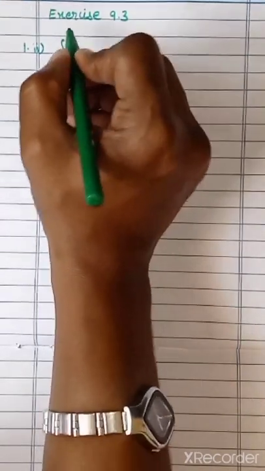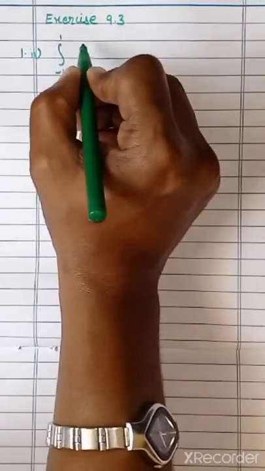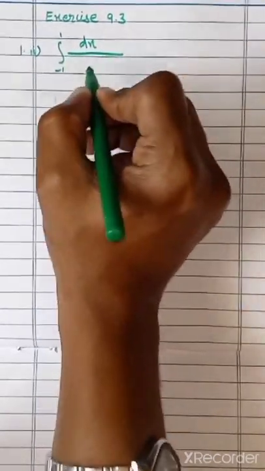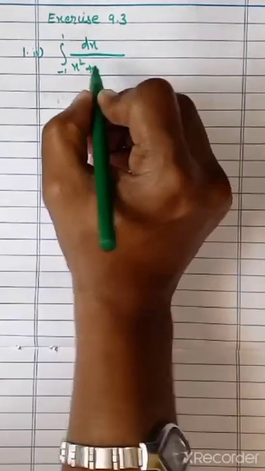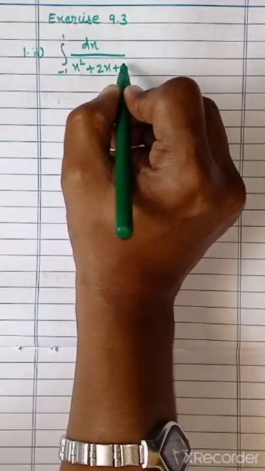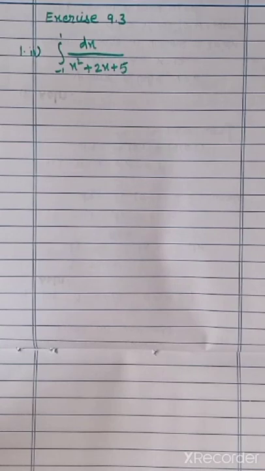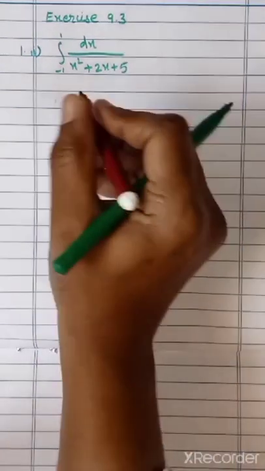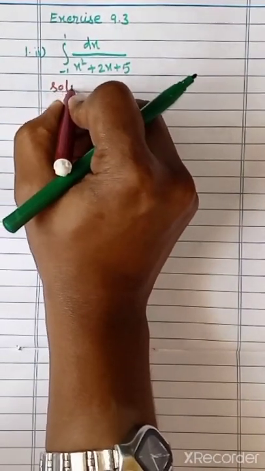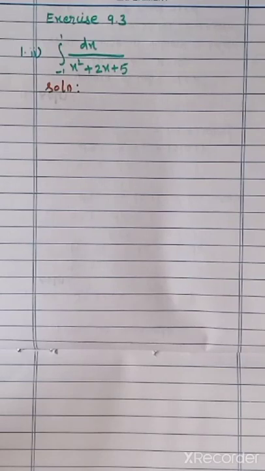Integral from minus 1 to 1 of dx by x square plus 2x plus 5. This is your question. We have to evaluate this. Okay, now tell me, can we use the direct formula?